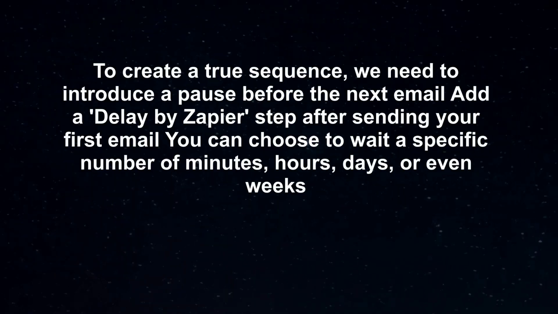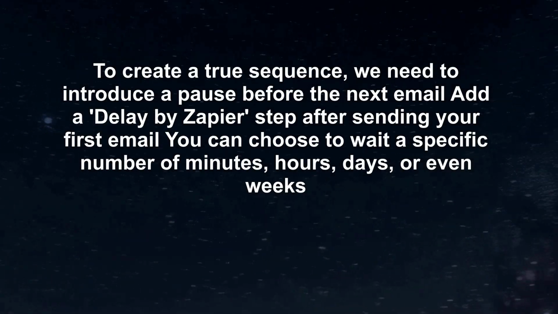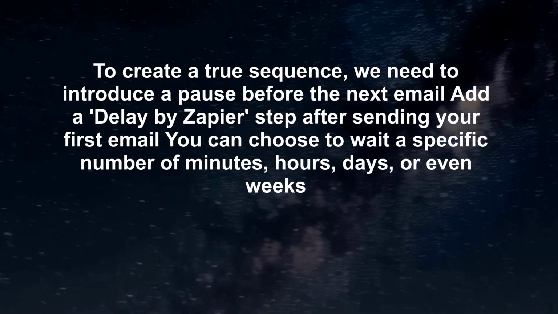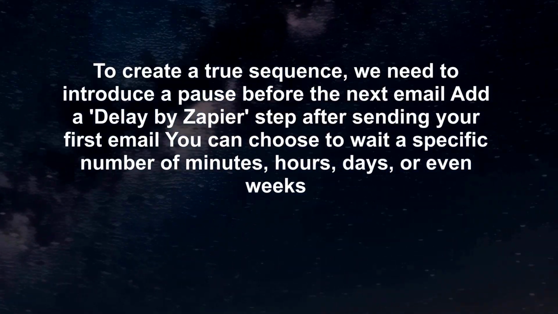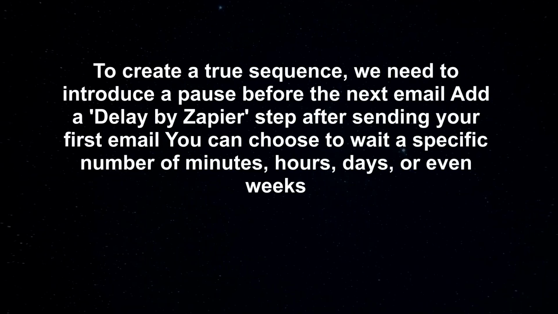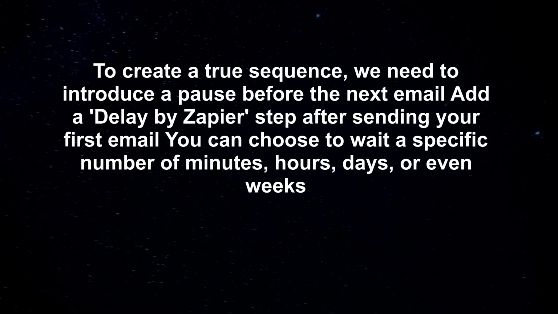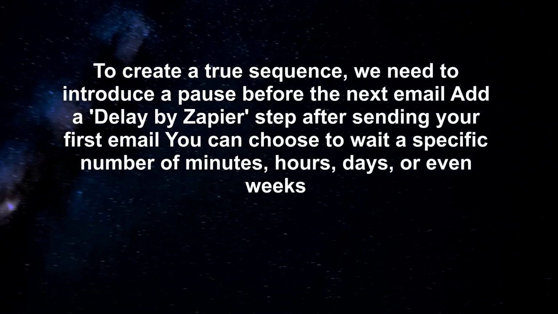To create a true sequence, we need to introduce a pause before the next email. Add a Delay by Zapier step. After sending your first email, you can choose to wait a specific number of minutes, hours, days, or even weeks.